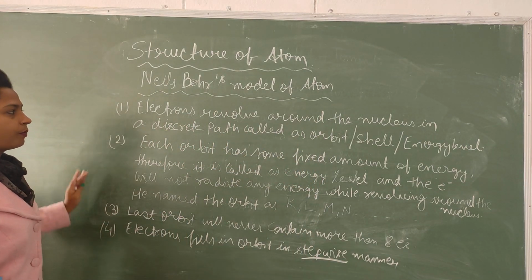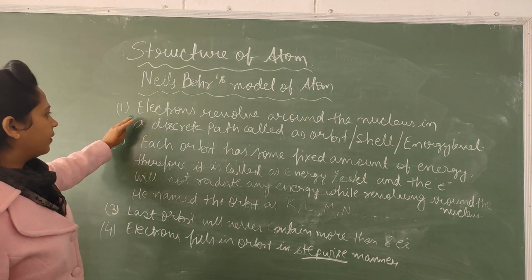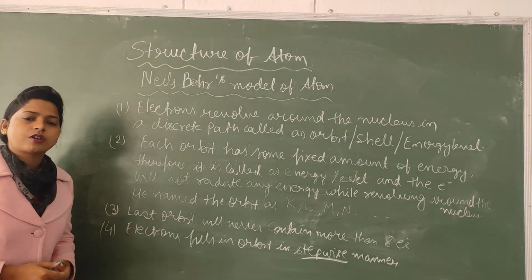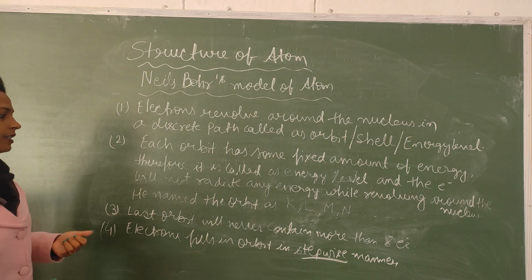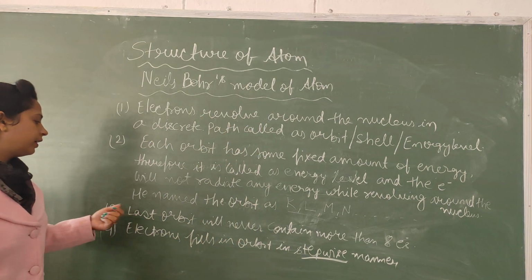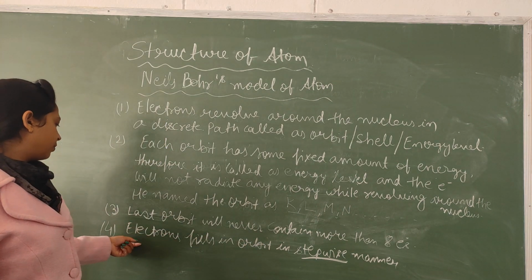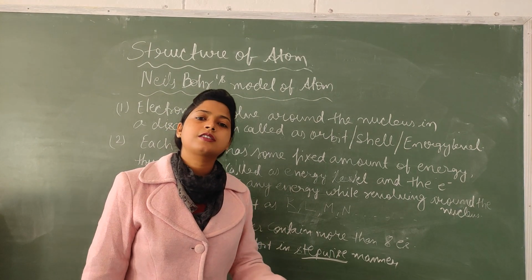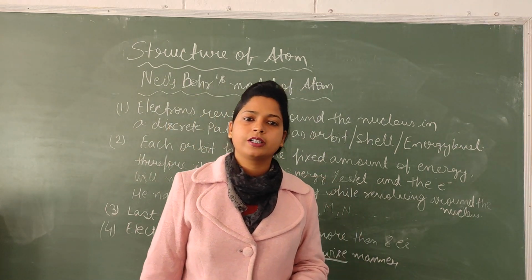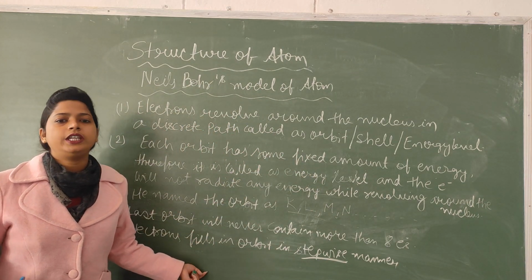So these are the 4 postulates of Neils Bohr which you have to remember because this will definitely come in your exam. First is electron revolves around the nucleus in discrete paths called orbits. Second is each orbit has a fixed amount of energy and orbits are designated as K, L, M, N. Third is the last orbit will never contain more than 8 electrons. And the fourth one is electrons fill in orbits in a stepwise manner. Means the inner orbit will fill first, then the outer orbit. So these are the postulates of Neils Bohr which are valid and have no drawback.